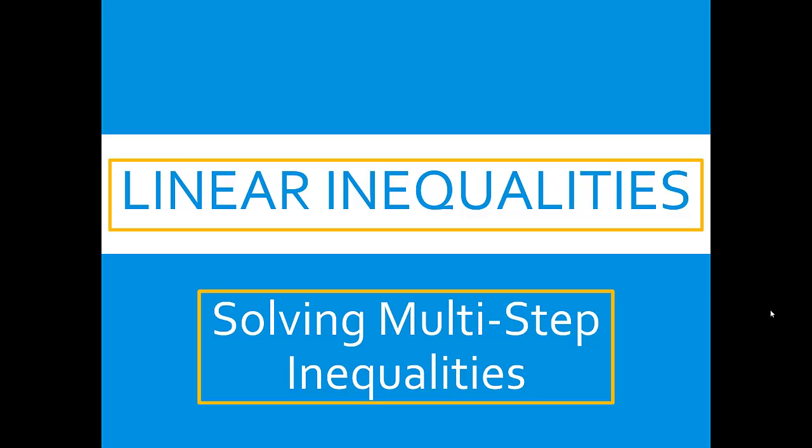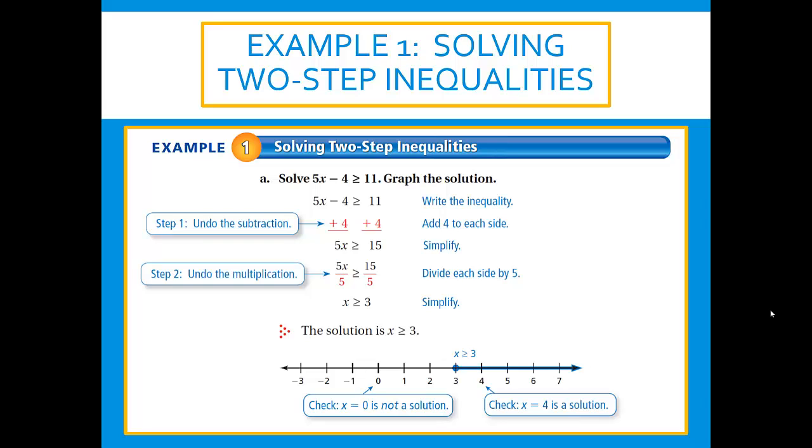Today's lesson is on solving multi-step inequalities. For our first example, we're solving two-step inequalities. For A, we're going to solve 5x minus 4 is greater than or equal to 11, and then we're going to graph the solution. So the first step that we're going to do is to undo the subtraction.